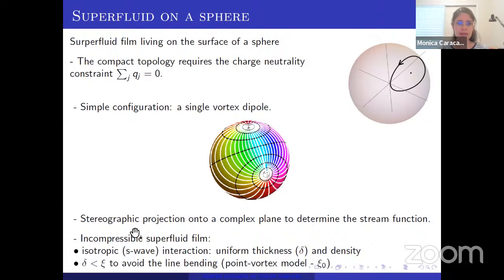Before I explain better this method, I would like to consider some assumptions of the model. I've already told you one, compressive superfluid. Also isotropic S-wave interaction between the atoms, repulsive, that gives us uniform thickness, film, and density. Consider also that the thickness of this film is less than coherence length. To avoid this line bending, then you can treat our vortex like point vortex model, and without thinking about things. And the vortices are characterized by a constant form. The important thing.